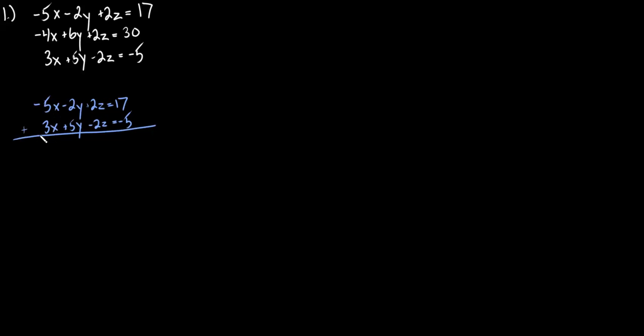And I'm going to add these two together, because when I add these two together, the z's are going to cancel. So negative 5x plus 3x is a negative 2x. Negative 2y plus 3y is a positive 3y. 2z minus 2z, those eliminate. That's what we want. So 0 is equal to 17 minus 5, which is 12. So this is a new equation. We're going to be coming back to this equation in a little bit.